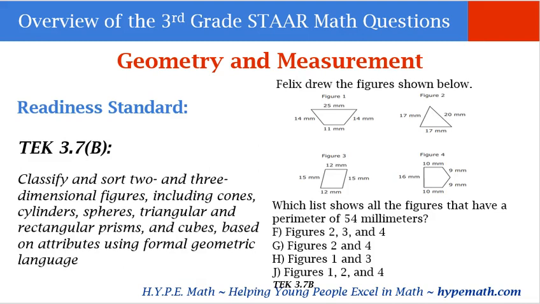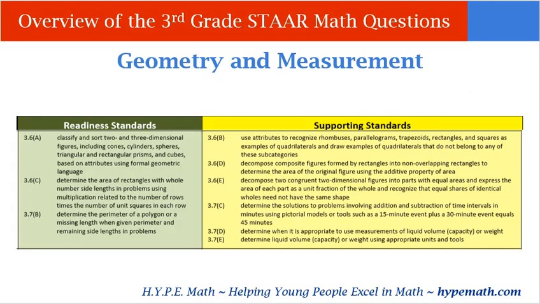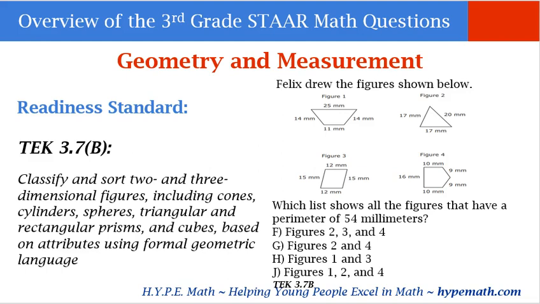Another readiness standard, TEAC 3.7B, and let's take a look just to show you that it is on that chart. 3.7B is the last TEAC on the readiness side. Let's take a look at the sample problem. Felix drew the figures shown below. It shows figures, and the question says, which list shows all the figures that have a perimeter of 54 millimeters?